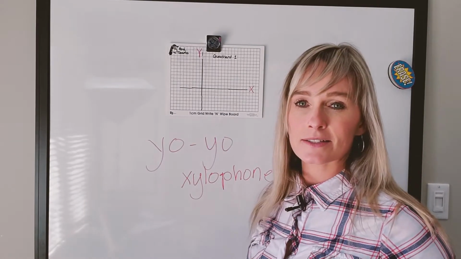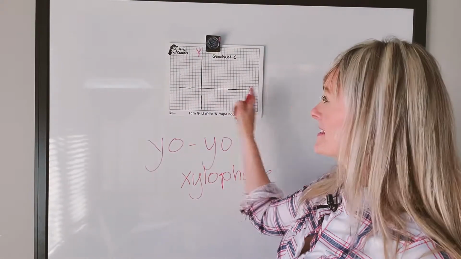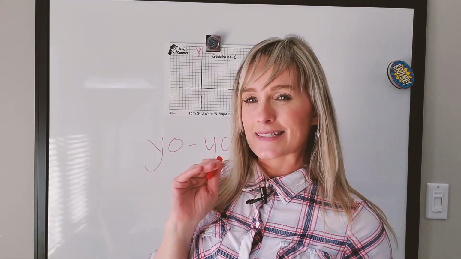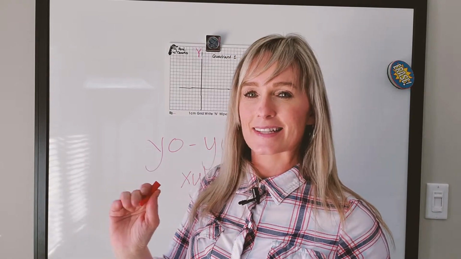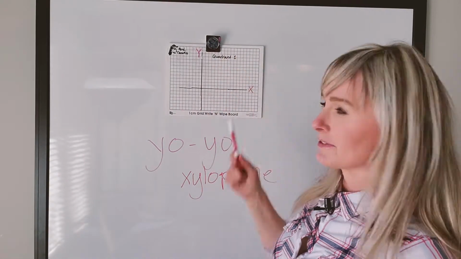En français, on dit ordonnée à l'origine et abscisse. This abscisse, you can hear the sound abscisse, just like X, so that's one way to remember it. Okay, so we've got a y-axis and we've got an x-axis.